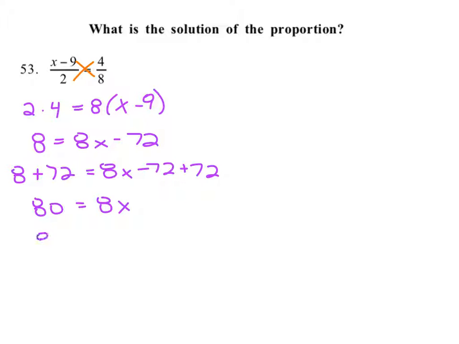Now, dividing both sides by 8, we get 80 divided by 8 equals 8x divided by 8, or 10 is equal to x.